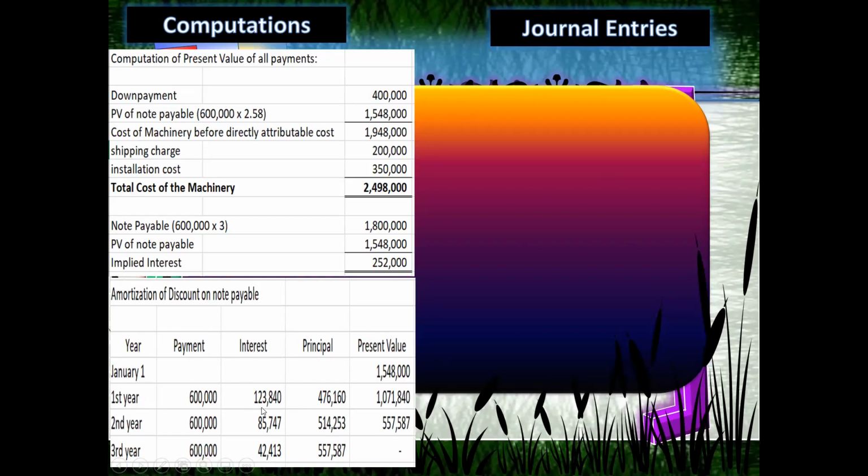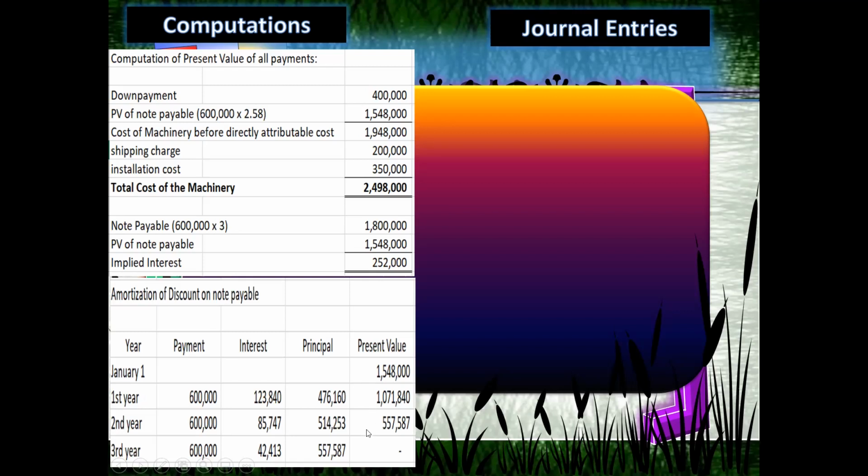So, yung interest na to, paano na siya na-compute? That is your previous present value or carrying amount, multiply lang natin by the applicable interest rate. In this case, that's 8%. So that's 1,548,000 times 8%. So yun yung 123,840. So yung principal, paano na-compute? So that is 600,000 minus 123,840 equals your principal. So after this, itong amount na to, what was applied to principal, i-deduct lang natin from the previous present value. So that's 1,548,000. Okay?